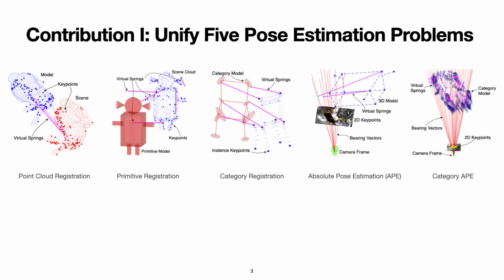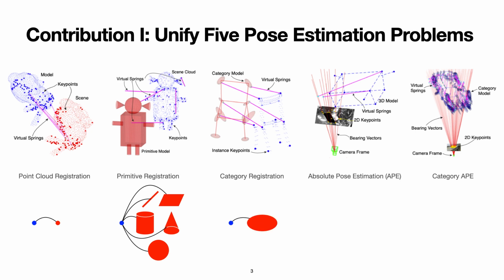In particular, in point cloud registration, we seek to align 2 sets of points. In primitive registration, we seek to align a set of points to a set of primitives such as lines, planes, cylinders, cones, and spheres that represent certain objects of interest. In category registration, we seek to align a set of points to a set of ellipsoids, where each ellipsoid represents the intra-class variation of a certain semantic key point.